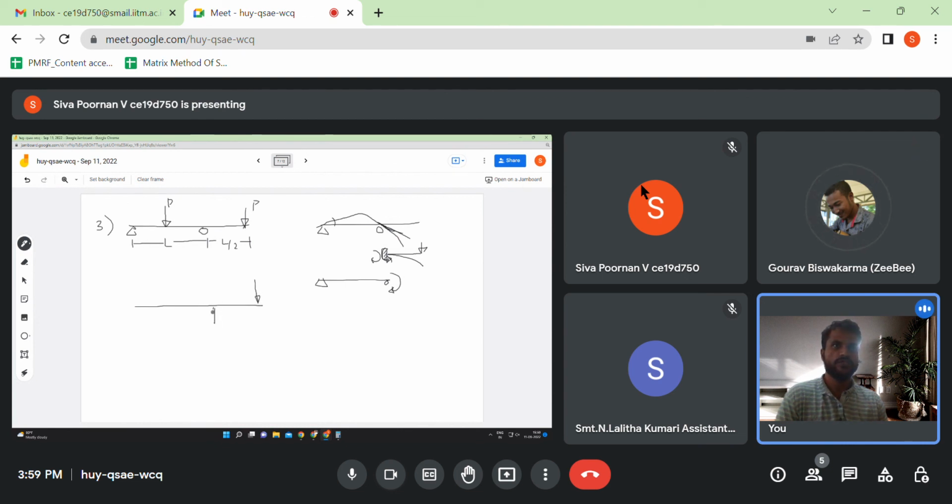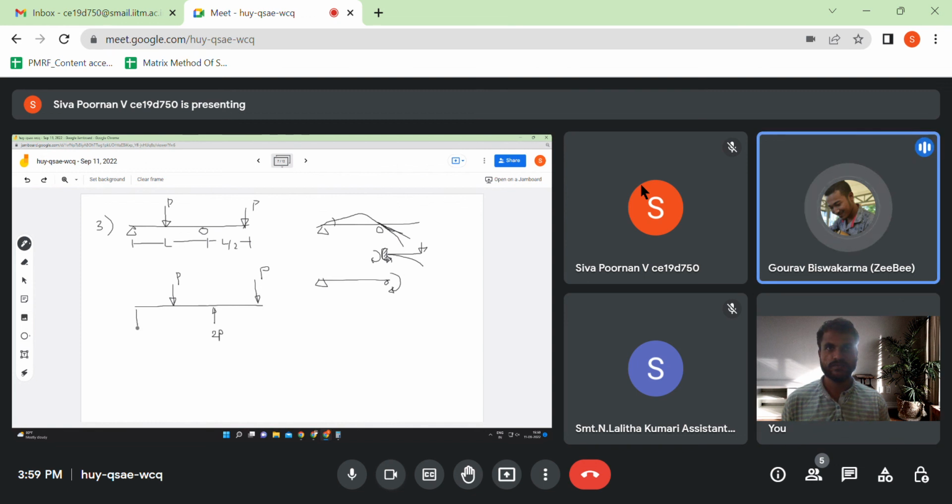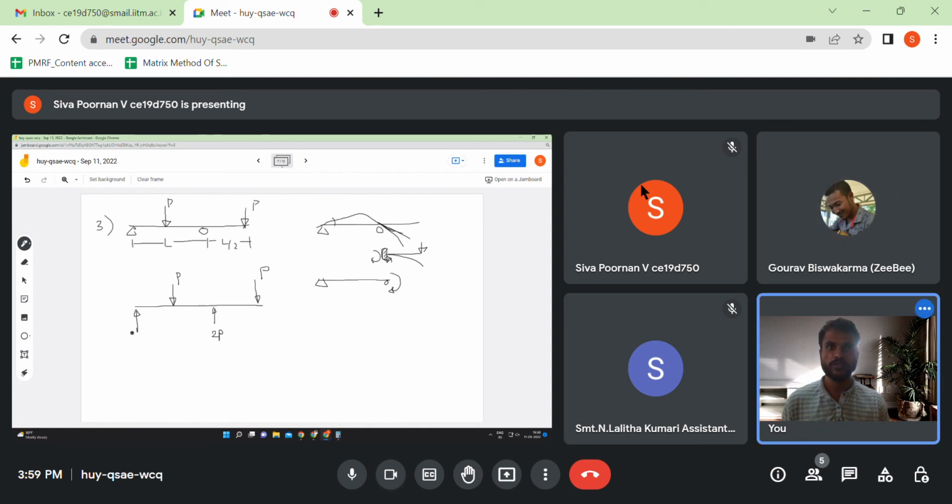So this will be 2P, this will be P, and this will be P, which means this is zero. What it means is that the support does not contribute at all. Let's say this is the free body. How do you verify it? Because P into L by 2 plus P into 3L by 2 will be 2P into L. Therefore it satisfies moment equilibrium, so whatever support reaction we have drawn is right.